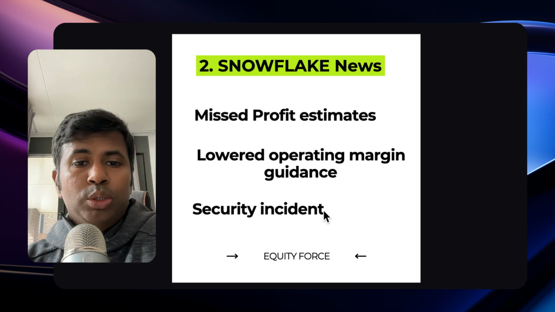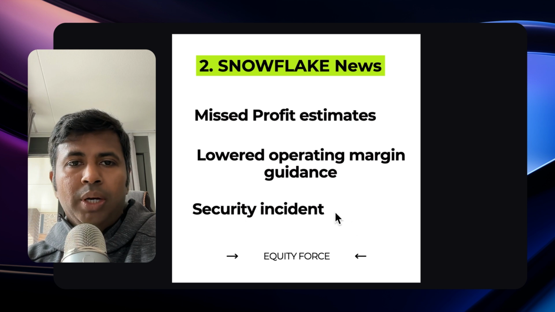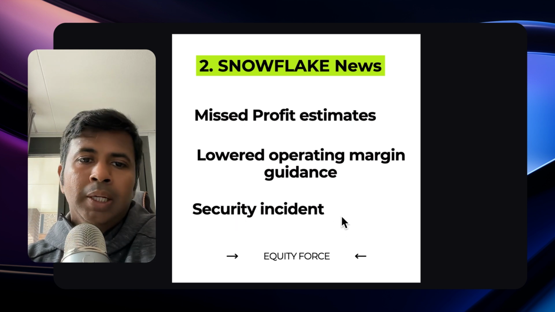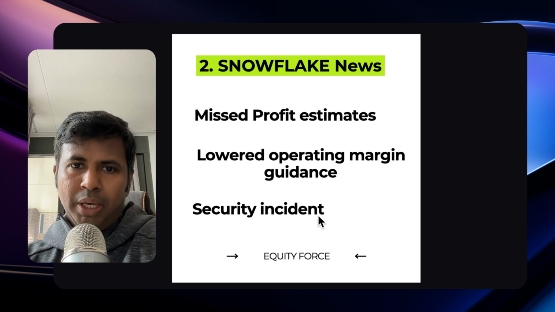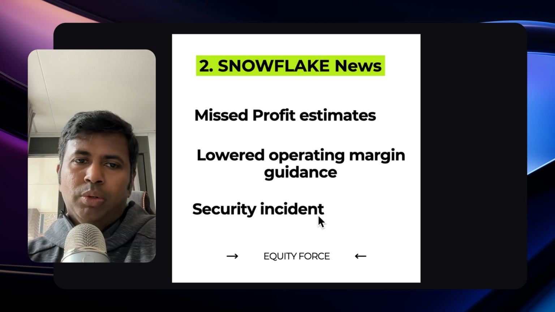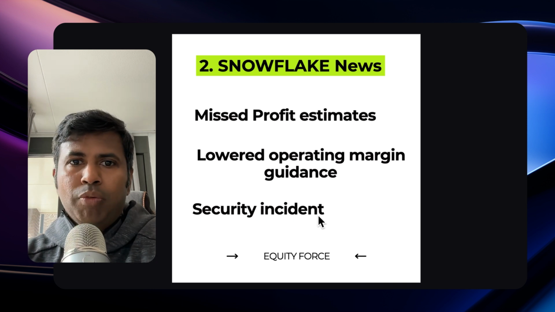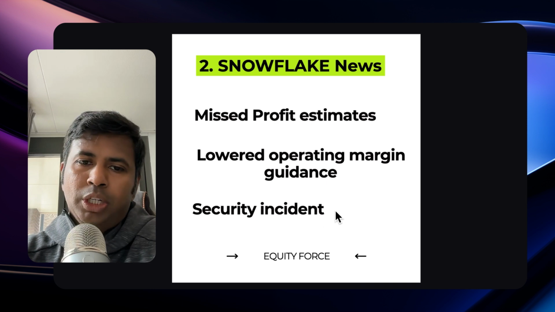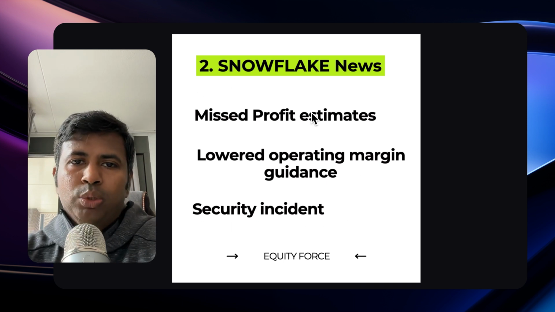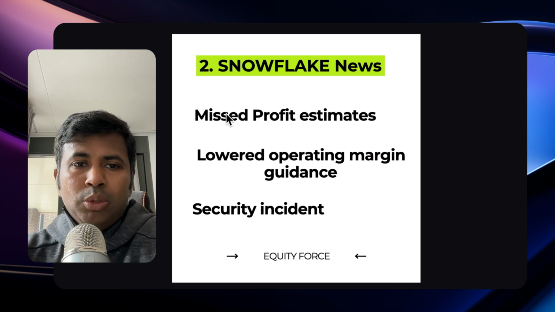And there was also some bad news around a security incident, where some of Snowflake's customers' data was being accessed because they didn't have any two-factor authentication or something. It might be mostly due to the client's mistake, but still it is something bad around Snowflake. So because of all these reasons, there has been huge selling pressure in the Snowflake stock.